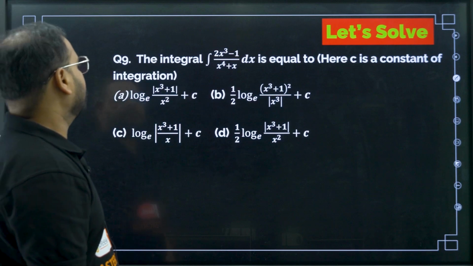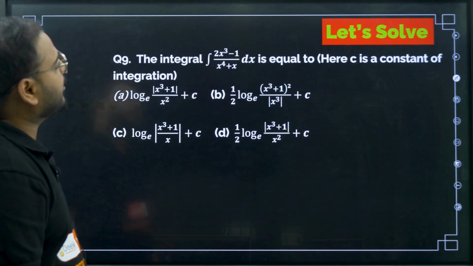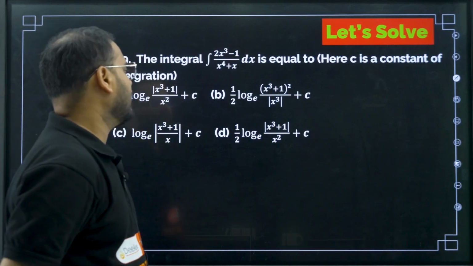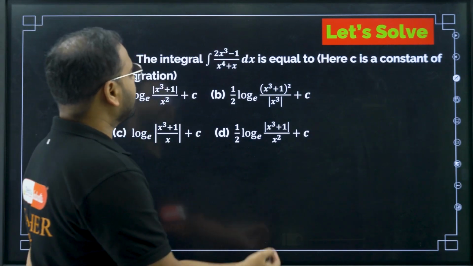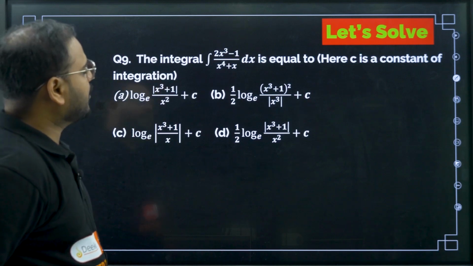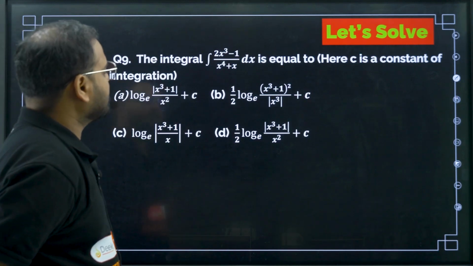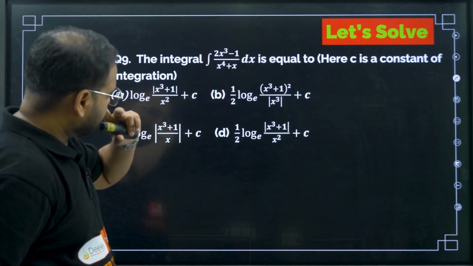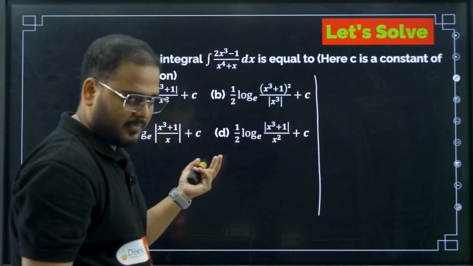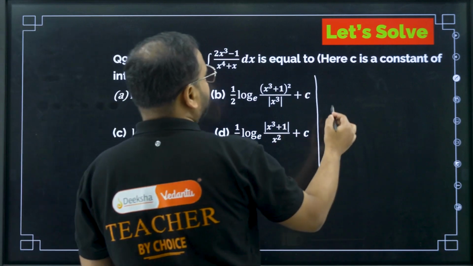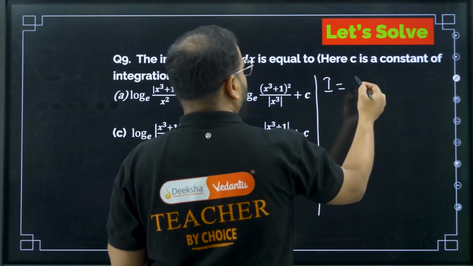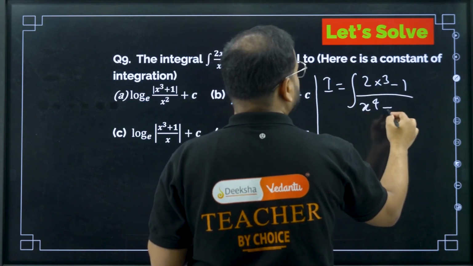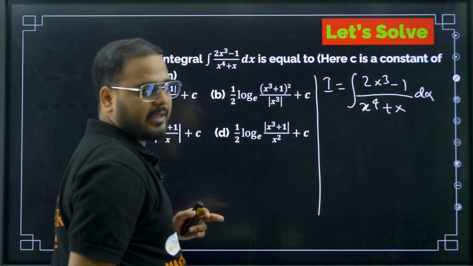Okay. Question number 9. Integral of 2x cube minus 1 upon x power 4 plus x dx is equals to what? C is the constant of integration. Alright, let's see. How can we solve it? Right now, we have to make some modifications to get into the substitution form. If I divide everything by x square, let me try this. So take this I equals to 2x cube minus 1 upon x power 4 plus x dx. Now divide everything by x square.